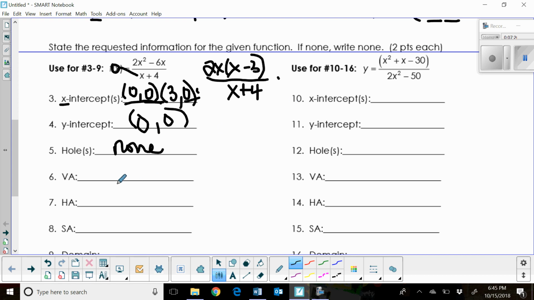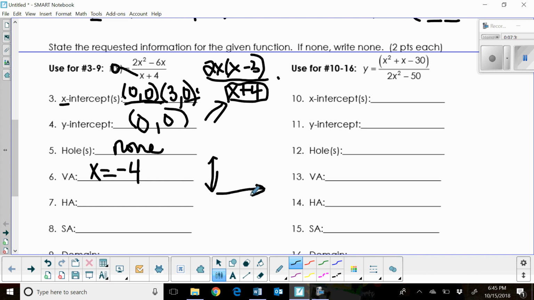Now, vertical asymptote. That is an up and down line, a line that goes straight up and down. We write it as x equals some value. Well, what makes the denominator 0? -4. That is our undefined term. That's where we're going to have an asymptote going up and down.